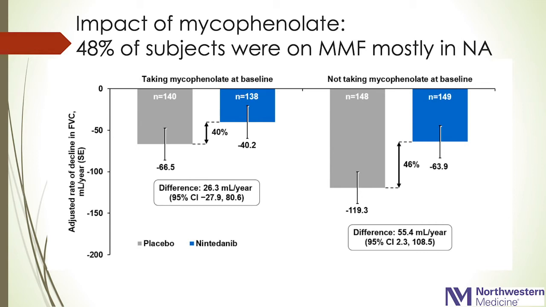So the two on the right-hand side, these are the folks who were taking mycophenolate. These are the patients who got placebo. These are the patients who got the Nintedanib. And so 40 versus 66 cc loss, whereas in those who are not taking mycophenolate at baseline, we saw a much larger loss of 119 per year versus 63 per year.